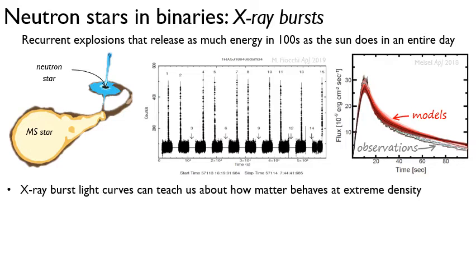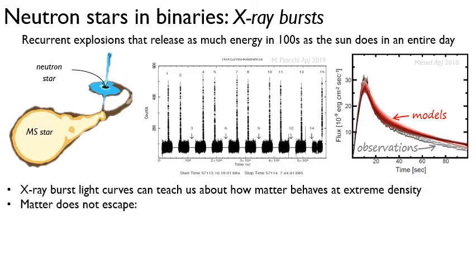And we can compare what these bursts look like. This is the flux versus time. We can compare observations to model calculations, and in at least some cases we can reproduce these relatively well. And in doing these reproductions, this is one way that we learn how matter behaves at extreme densities.